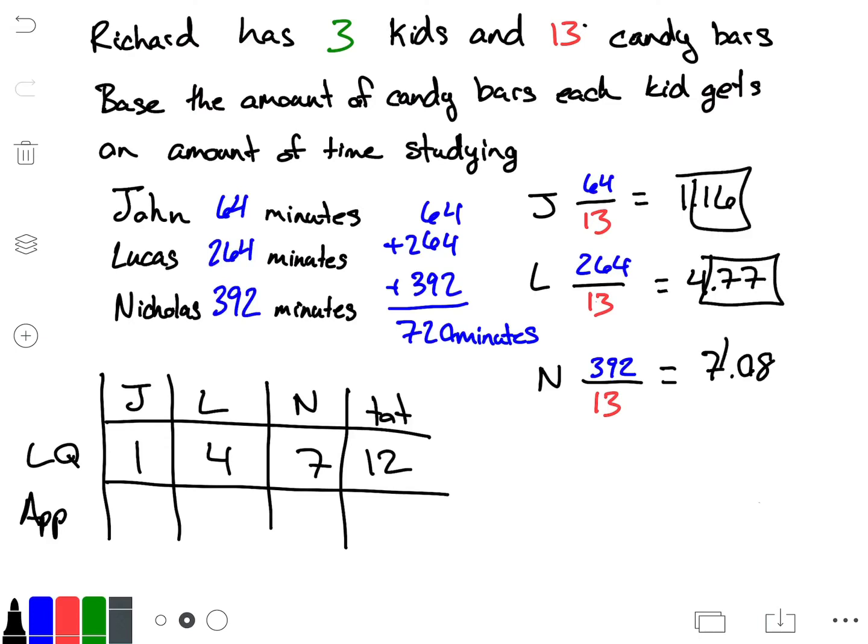So we're just going to look at who has the largest decimal. John's decimal is 0.16, Lucas has a decimal of 0.77, and Nick has a decimal of 0.08. So of course, Lucas has the largest decimal. We're going to give him an extra candy bar to get to our total. Now we have 1 plus 5 is 6, plus 7 is 13, and we have now given out all of the candy bars. And that's how you do method 1.